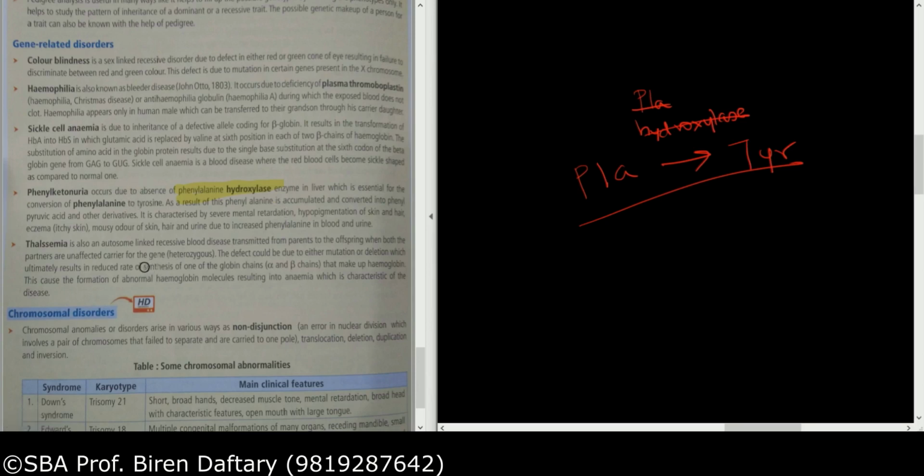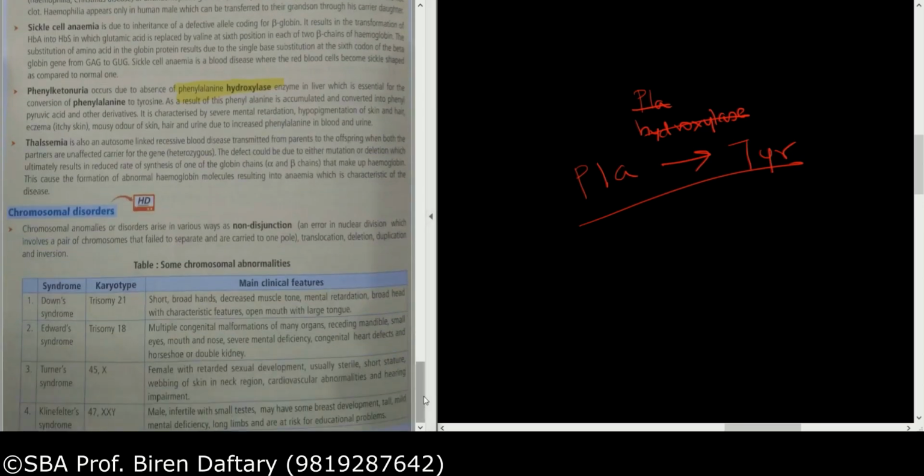Even thalassemia has been taught. It is because of change in alpha or beta chains of hemoglobin, and because of that the structure becomes unstable. Correct? So all these parts have been taught, so I'm not going to go into that. The next part is chromosomal abnormalities. The first two examples which they have given are of trisomies. So a trisomy is a condition in which one extra chromosome is present.